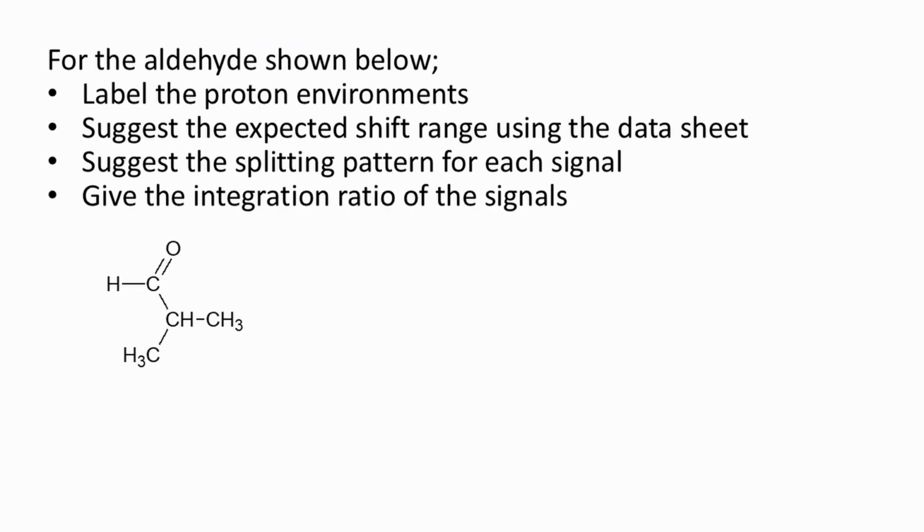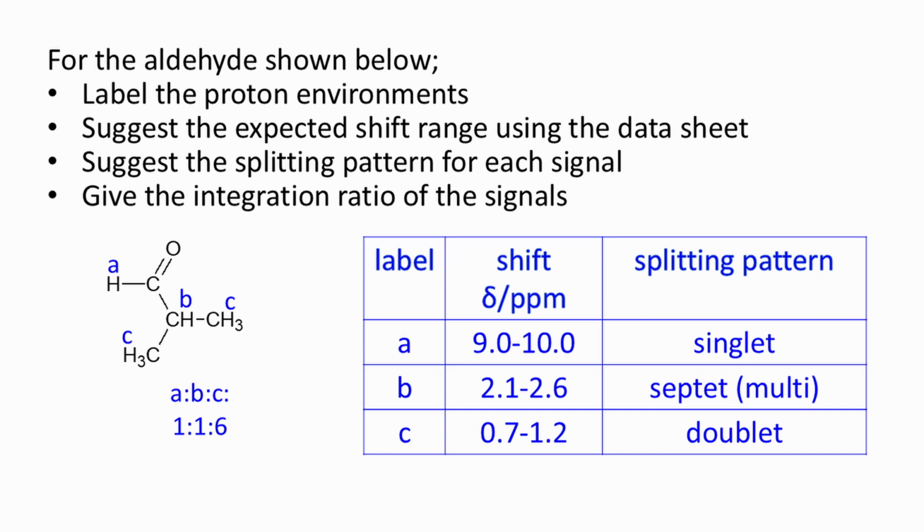Let's complete a similar exercise now, but for methyl butanal. There are 3 proton environments here, labelled A, B and C. You would expect the integration ratio for these signals to be 1 to 1 to 6. Using a datasheet, the signal produced by the proton in environment A you would expect to see in the range of 9 to 10 delta/ppm.